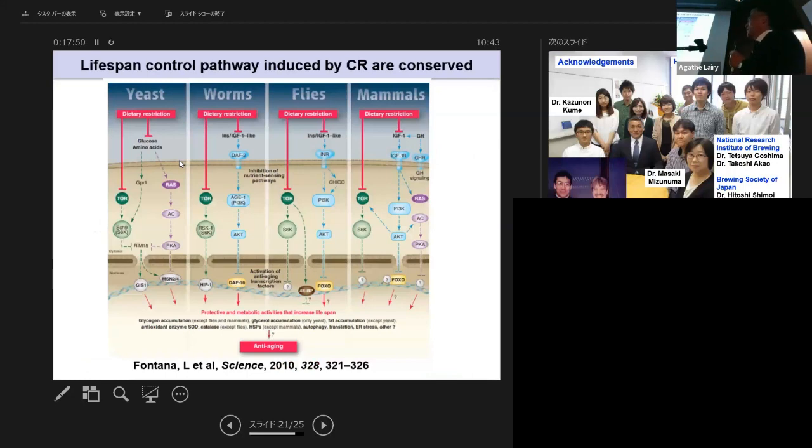As you know well, this slide shows the lifespan control pathway induced by calorie restriction, already mentioned by the former professor, evolutionarily conserved from yeast to human. We hope to isolate novel longevity control genes, and we'd like to contribute to the world. Alcohol, sake is the best of all medicines, by yeast research.